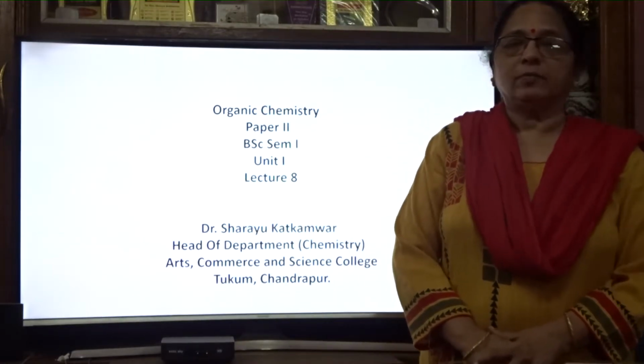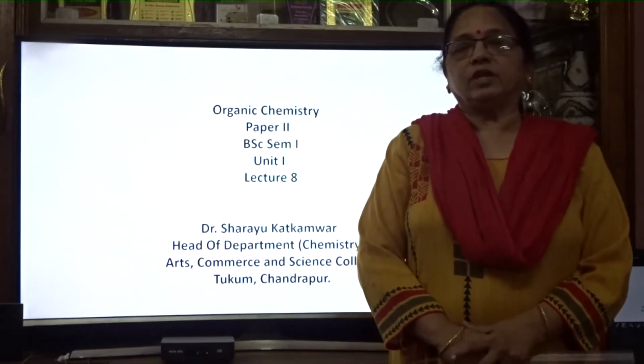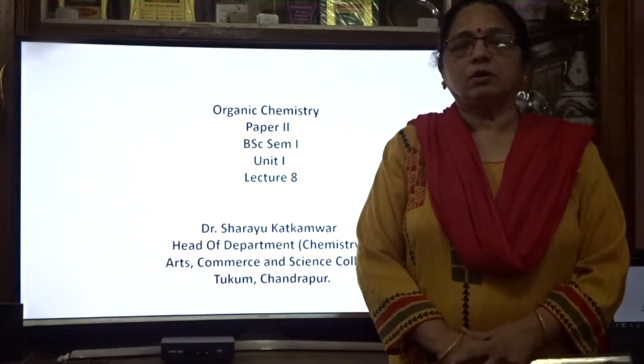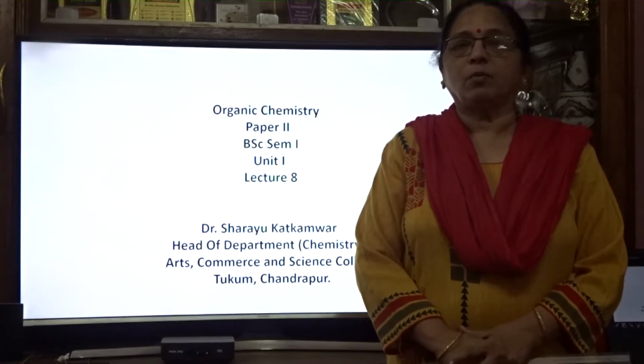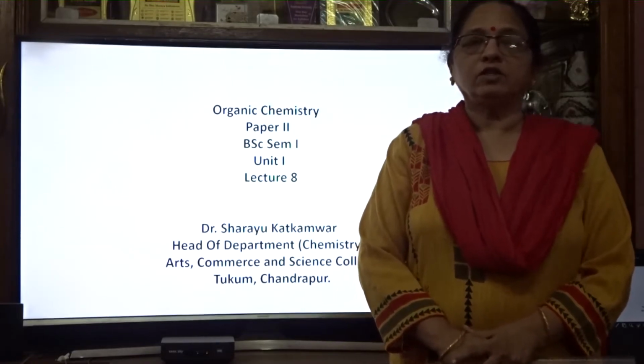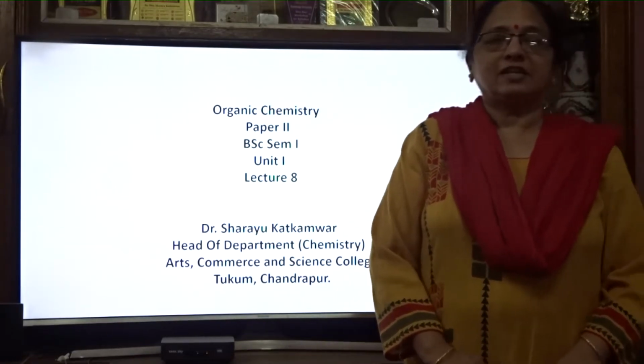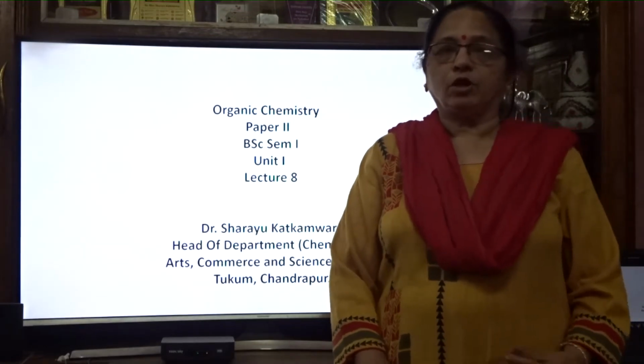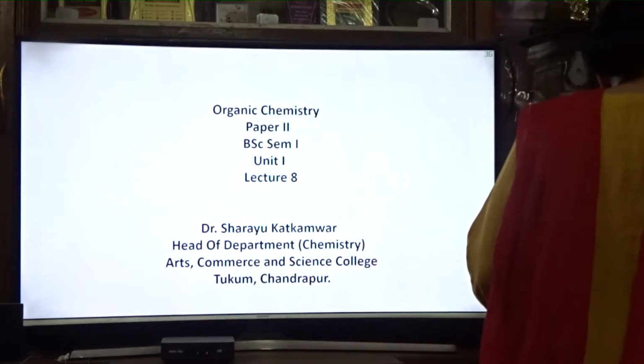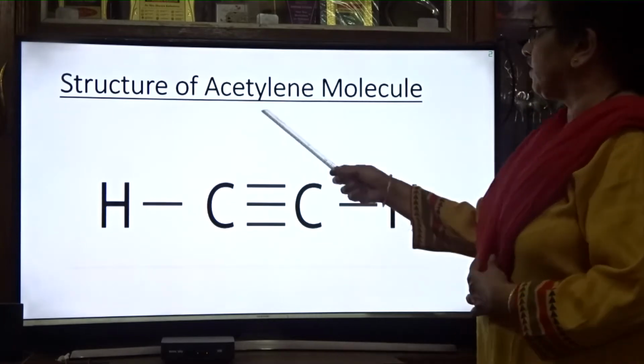We will see the structure of the molecule, the hybridization, how the orbitals overlap, how the sigma bond is formed, and how the pi bond is formed. All these things we will see. So we will start with the formation of the acetylene molecule. This is the structure of the acetylene molecule.